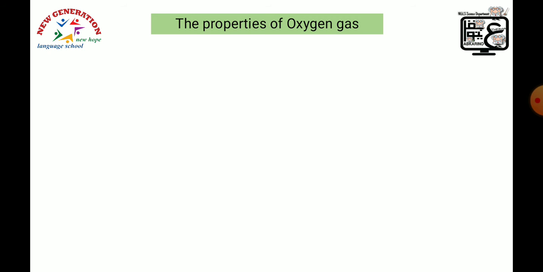So now we're gonna talk about the properties of oxygen. Number one, oxygen is colorless, tasteless, and odorless. Again, oxygen is colorless. We can't see the oxygen because it has no color and no taste and no odor. So we can't see it or taste it or hold it or smell it. Okay, so the oxygen is colorless, tasteless, and finally odorless gas.